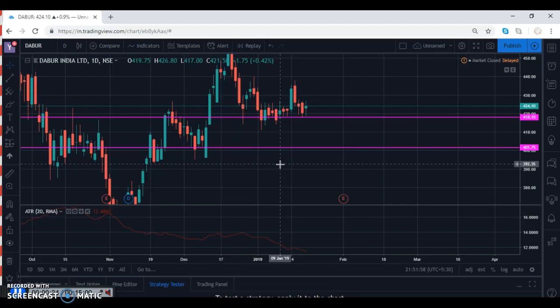In this video I'm not going to tell you where to enter a swing trade or where to exit a swing trade, but I'll be covering in detail how you can do the position sizing so that you can cap your risk, both for positional as well as for swing trading.